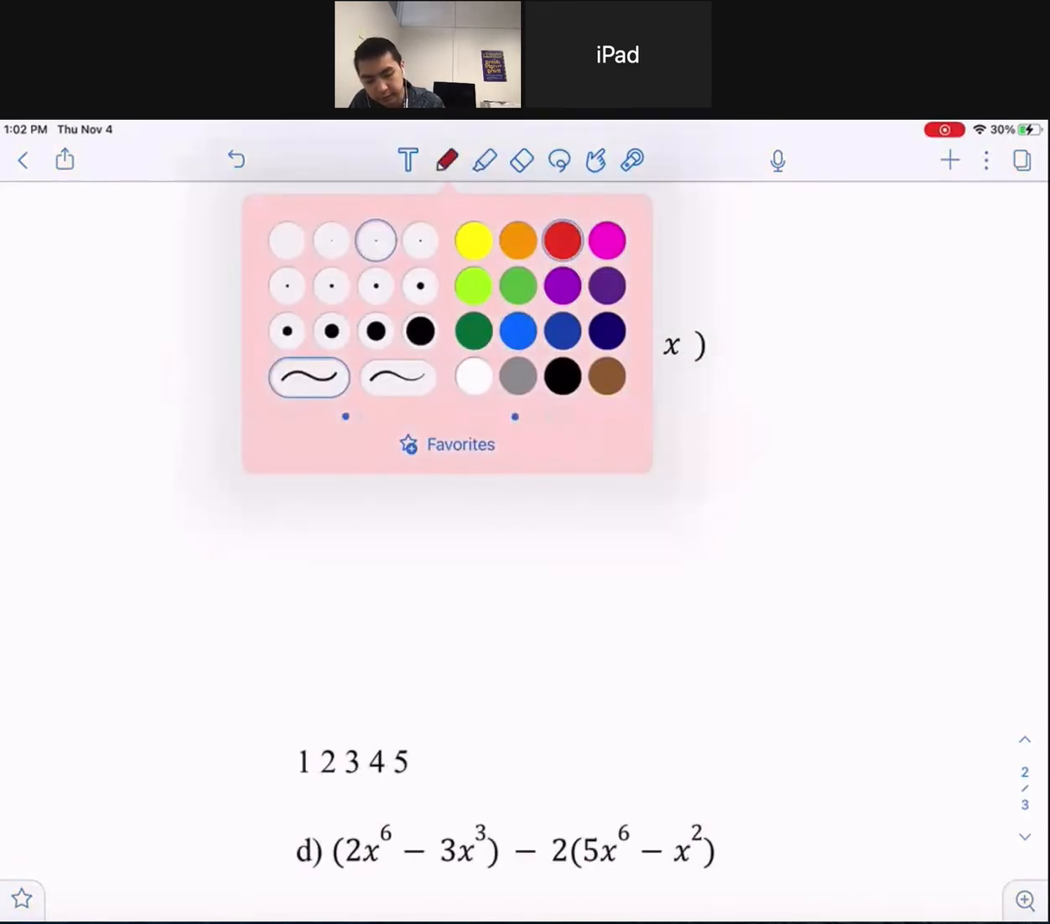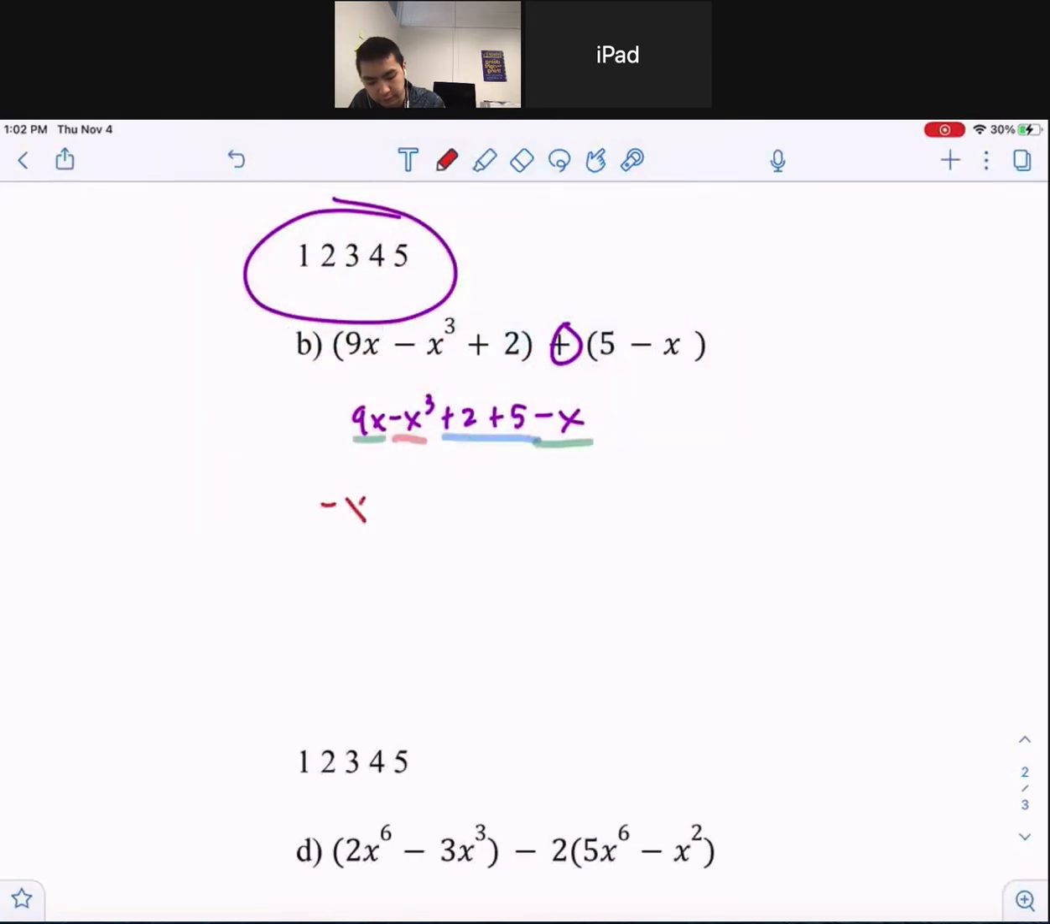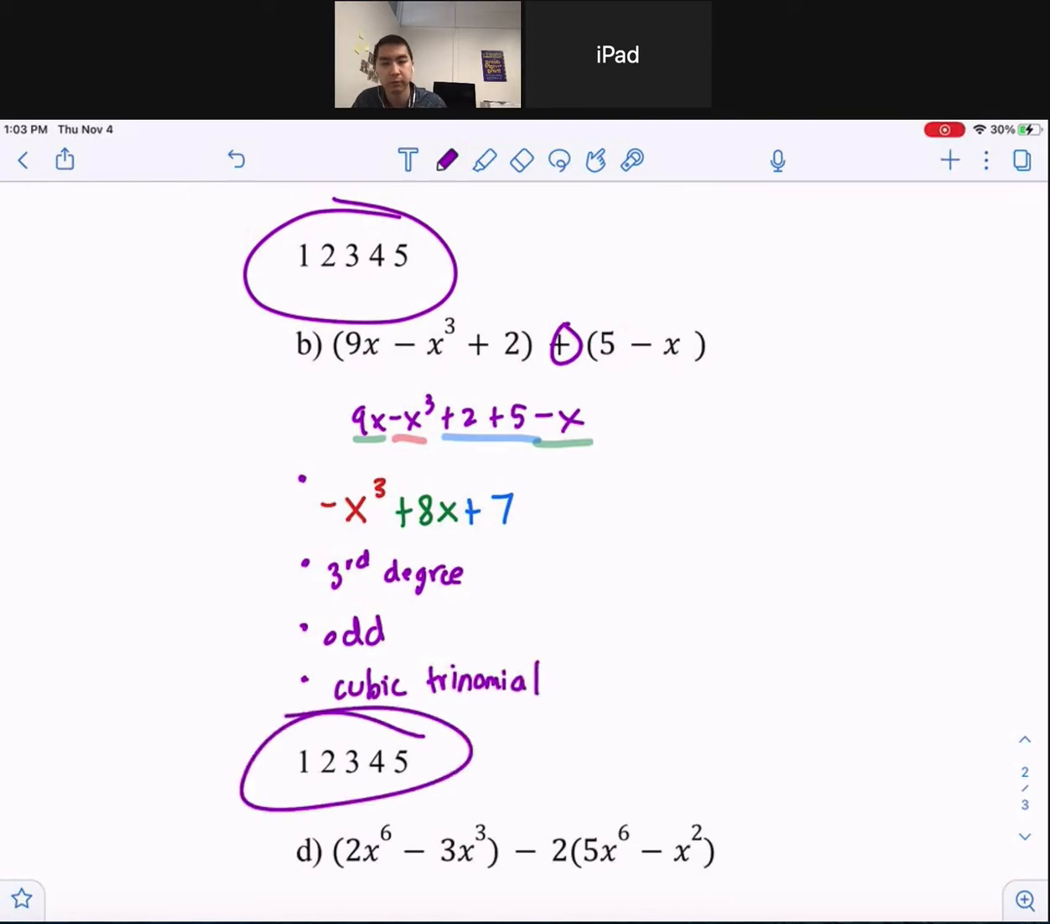So let's get this in standard form. Highest degree first, negative x to the third. Next, 9x minus x, you guys, that's positive 8x. Gotta color coordinate it. And the blues, 2 plus 5, you guys, that is 7. So there's standard form. Highest degree, third degree. Is third degree odd or even? It's odd. Name, highest degree is 3, so cubic. Trinomial. Scale from 1 through 5.